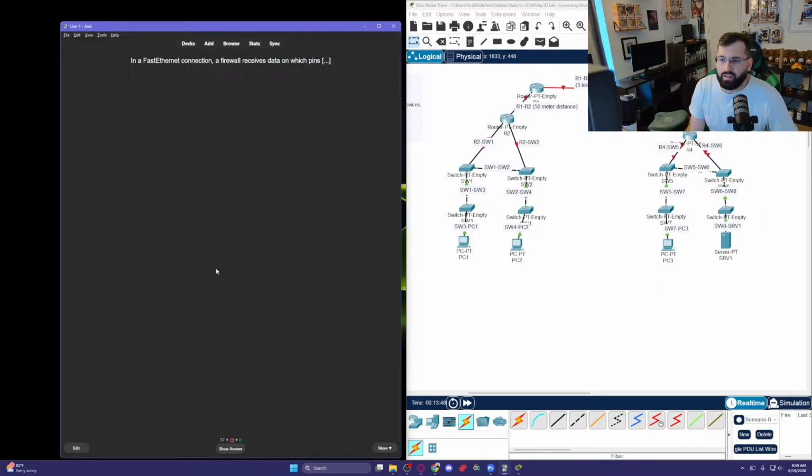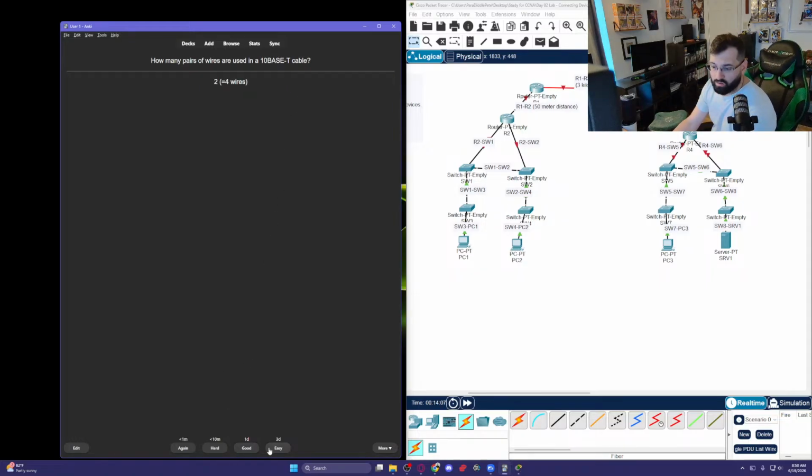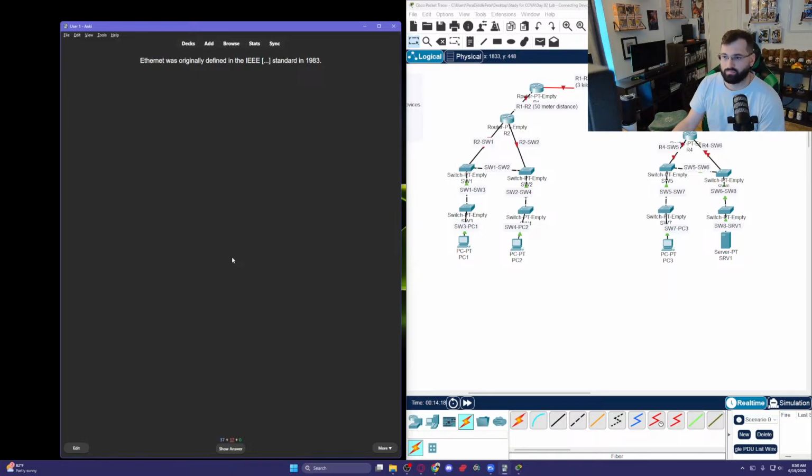Okay, in a Fast Ethernet connection, a firewall receives data on which pairs? It's still going to be 3 and 6. Okay. How many pairs of wires are in 10BASE-T? 4. Yeah, we're good with that. Oh shoot, I didn't read that. Cables emit a faint signal outside the cable. Okay, yeah, we're good. Ethernet was originally defined as IEEE 802.3.